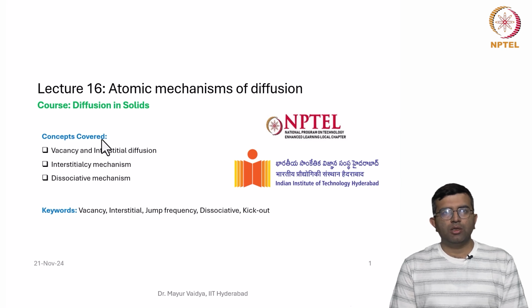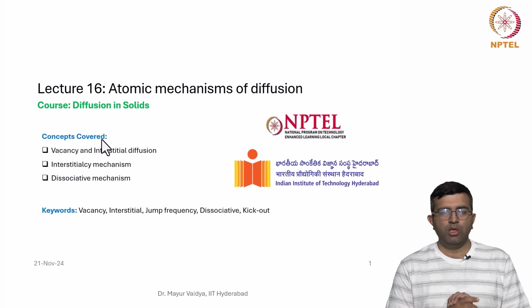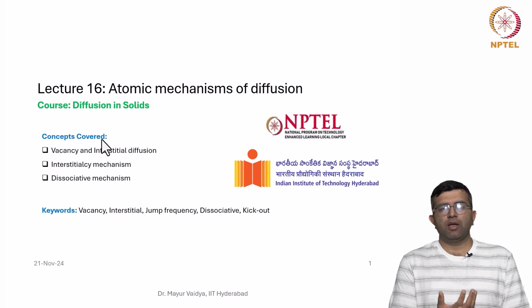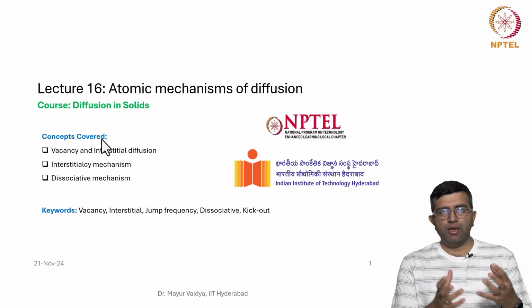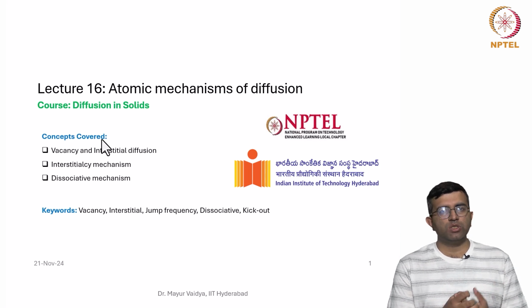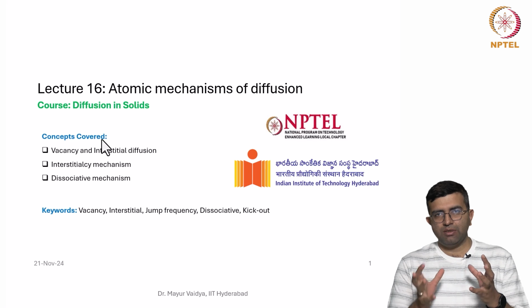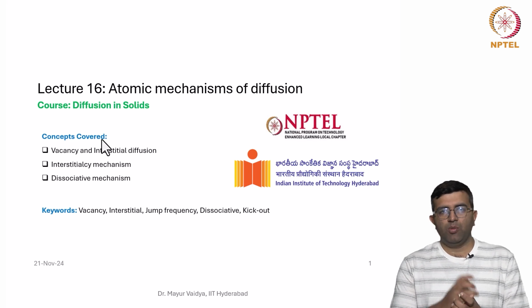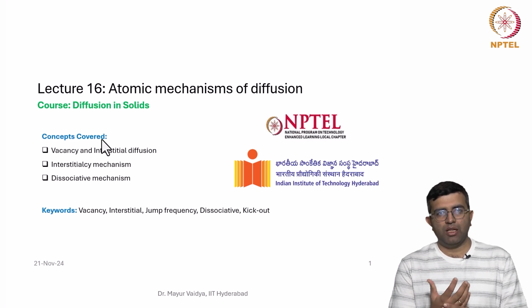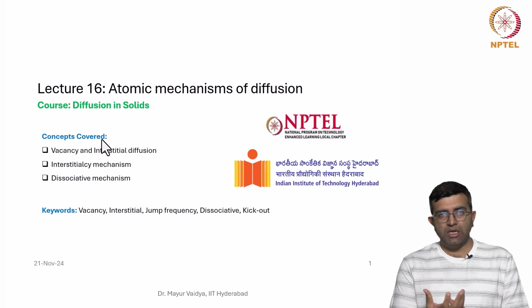Last week we started talking about the atomic viewpoint of the diffusion process. We looked at how the random walk model is used to understand the atomic movement, because that happens in random directions, and we saw how that can be mathematically expressed in terms of the average mean square displacement rather than using just the average displacement.